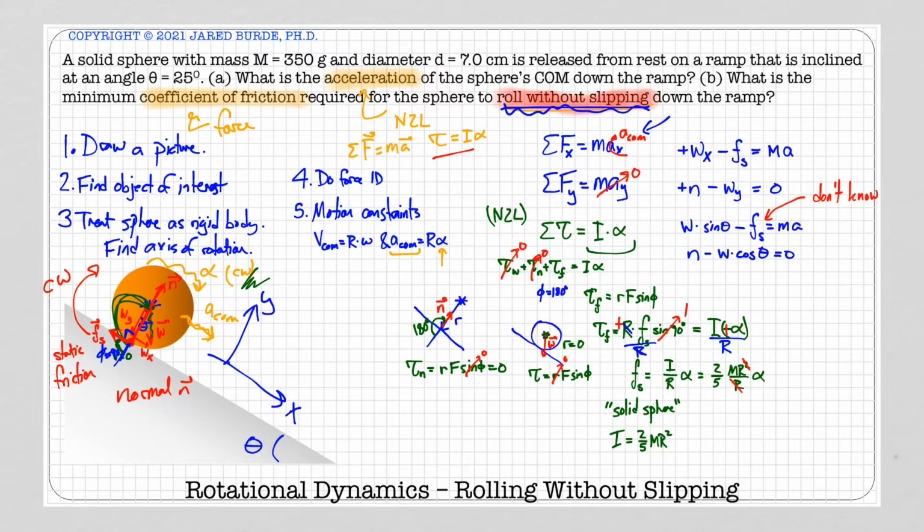The other thing that we can do is say here's r times alpha, and we said up above r times alpha is a, the acceleration of the center of mass. Thus, we found that our force of static friction is 2 over 5 ma. We have an expression for this now that we can plug in.